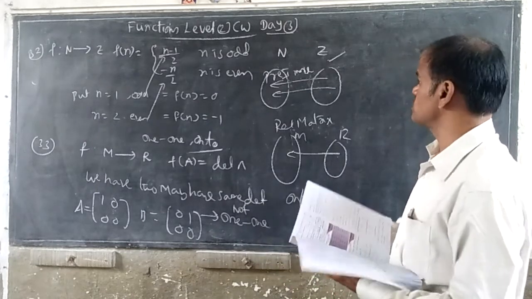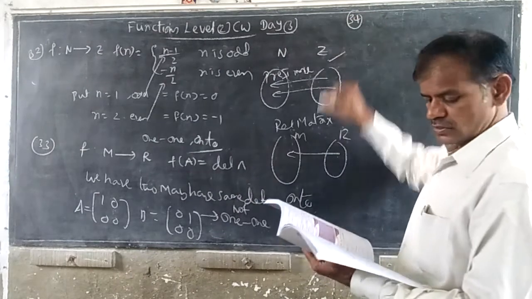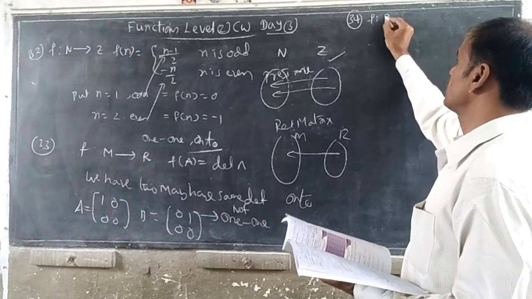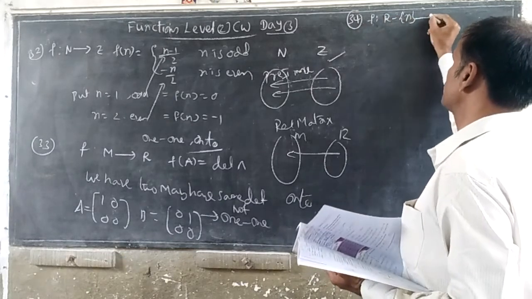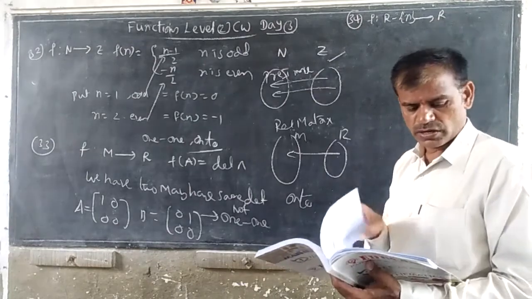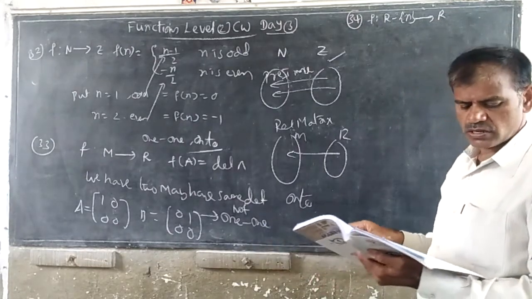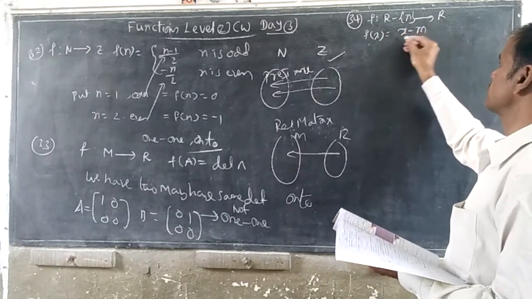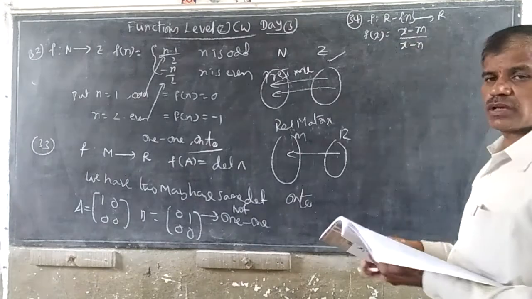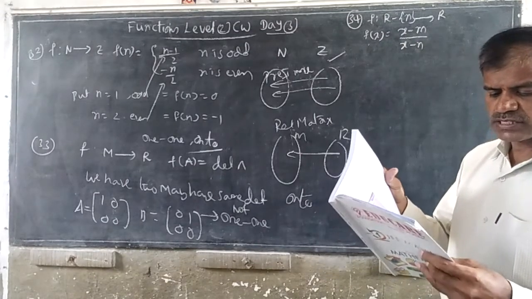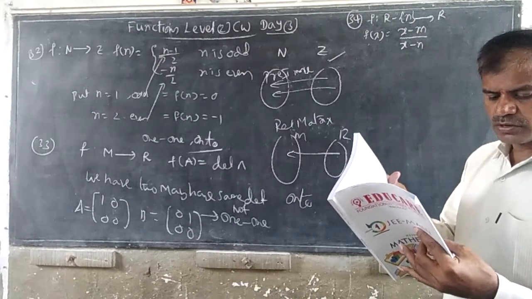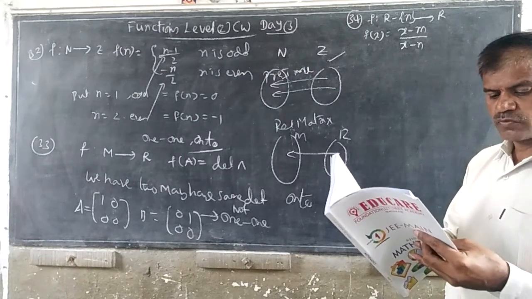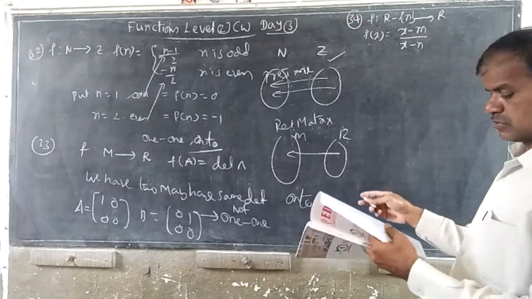33, second option. Now 34. The 34th question: f maps r minus fractional part of n to r. So the fractional part we should not consider. The function is defined by f of x is equal to x minus m by x minus n, defined such that m is not equal to n, of course. Then what? According to the options, is it 1-1 or onto or anything? f is 1-1, like this you should consider.